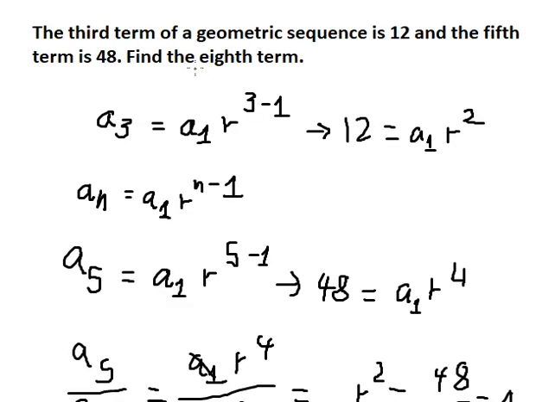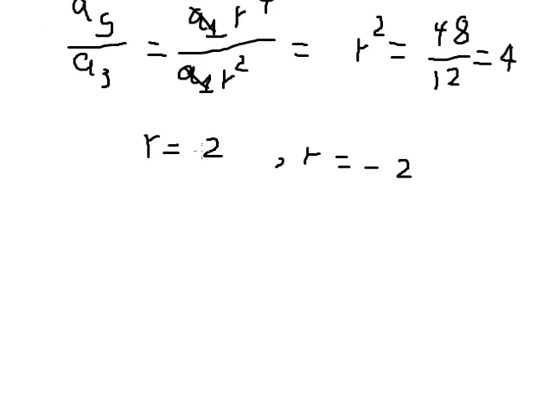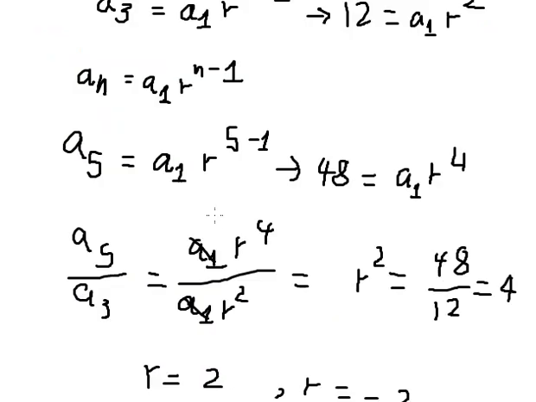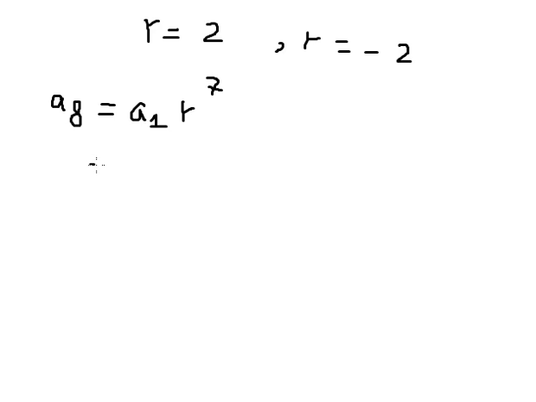So in the question they want to find the eighth term. So let's say we have r equals 2. We can find a_8 equals a_1 multiplied by r to the power of 7. But we know that we have a_1 r to the power of 4. So in this one we can put it like this, because 4 plus 3 we have 7.